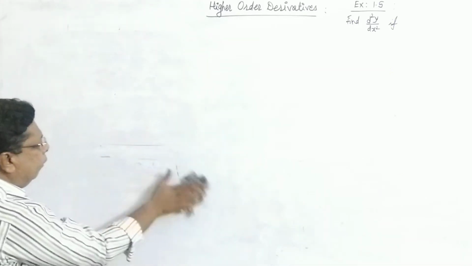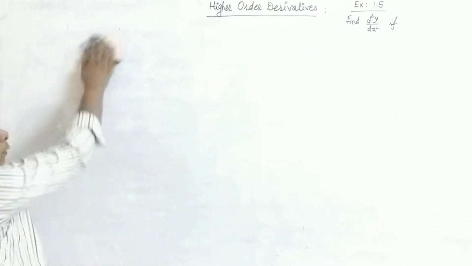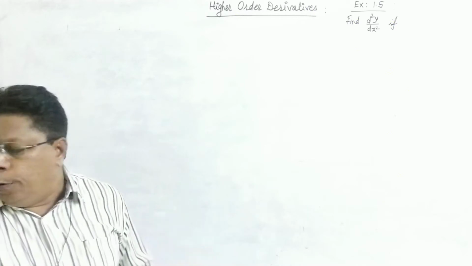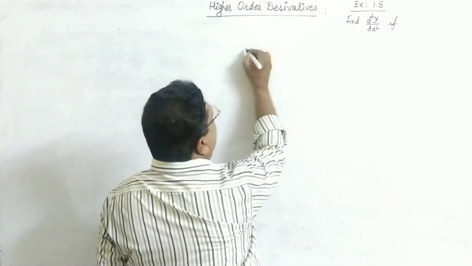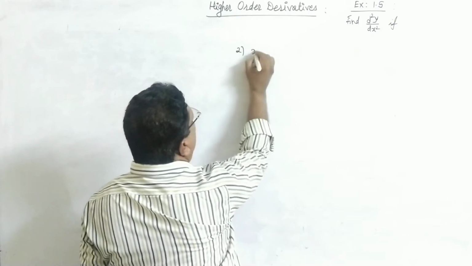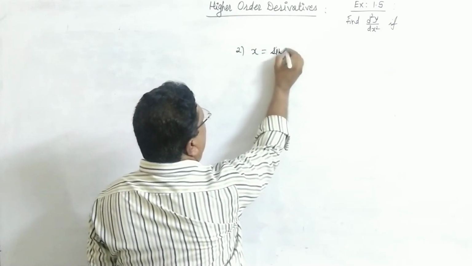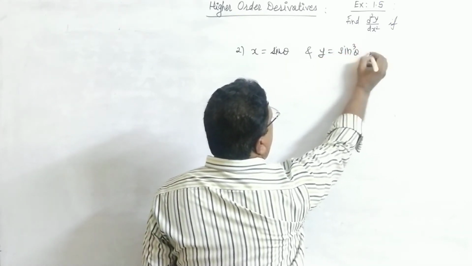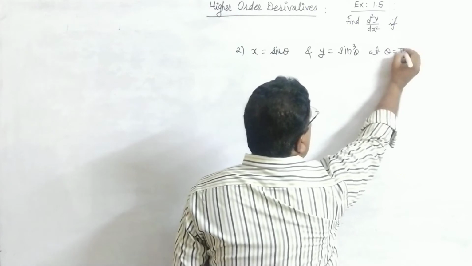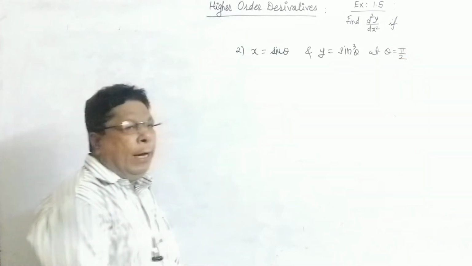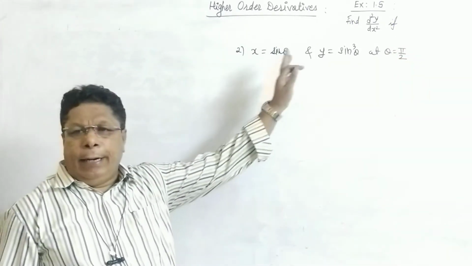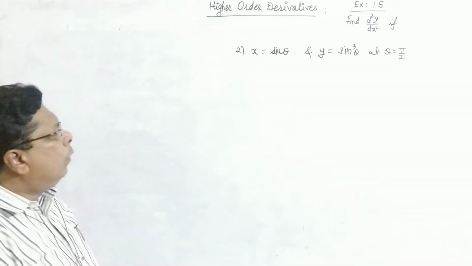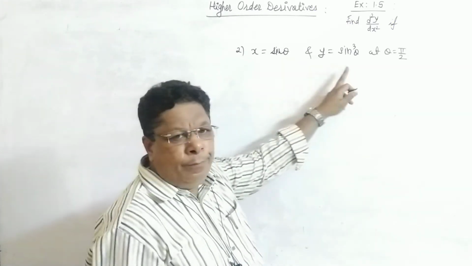Okay, in a similar manner you have to solve the second one also. Now the second sum is x equal to sin theta, y equal to sin cube theta, and theta is equal to pi by 2. We have to find d square y by dx square and then at last put theta equal to pi by 2. Now here theta is a parameter.